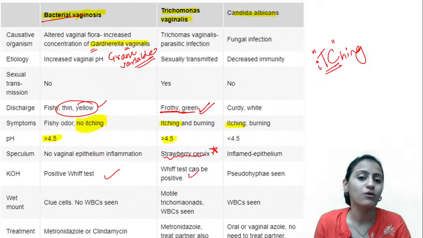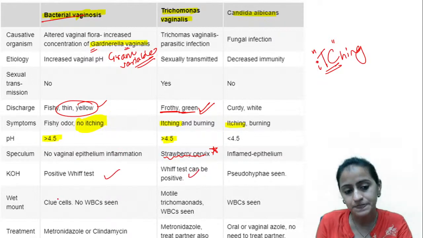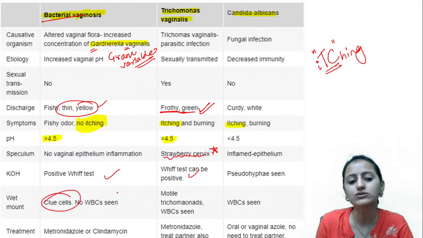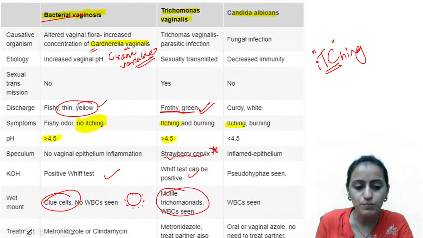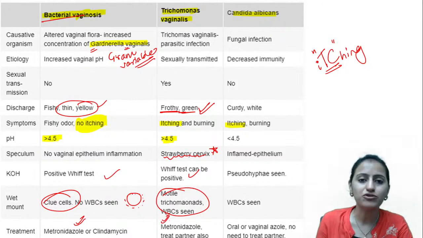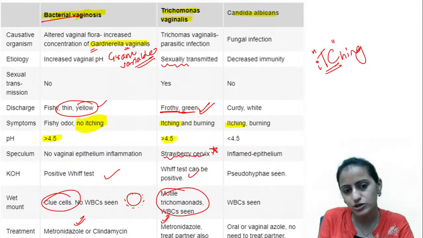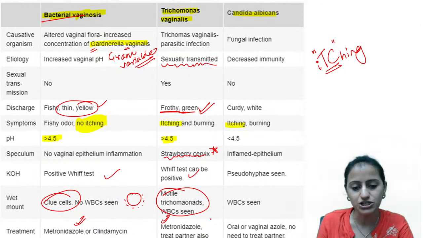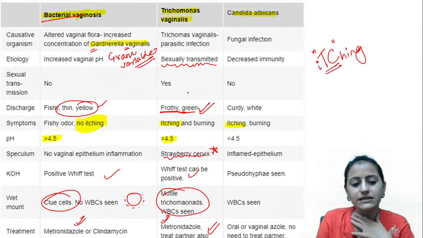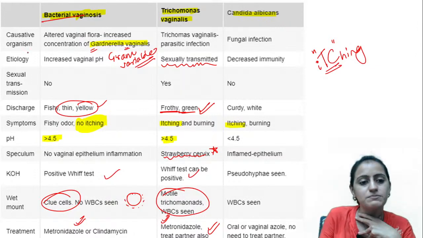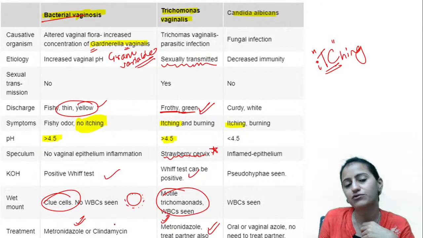Both of them can have a positive whiff test. Again a similar point. Here in wet mount we will see clue cells, that means on the epithelial cells you will see an appearance like this. And here you will see motile trichomonads. For both of them, the treatment is metronidazole. But since trichomonas is a sexually transmitted condition, it will need treatment of the partner as well. So remember, in bacterial vaginosis we can give metro or clinda. Here we give metro and we need to treat the partner as well. Very, very important.